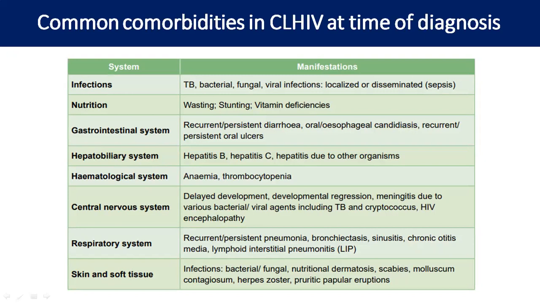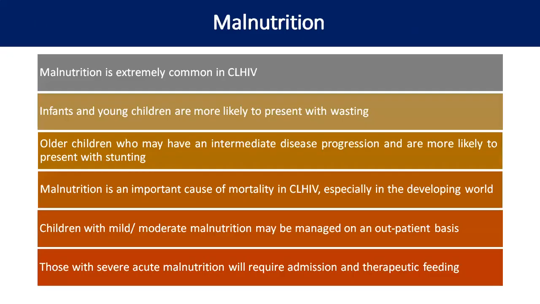Anemia and thrombocytopenia are common manifestations of HIV/AIDS or of the therapy itself. In CNS, one can have delayed development, developmental regression, meningitis due to various bacterial or viral agents, including tubercular or cryptococcus, or HIV encephalopathy itself. Coming to the respiratory system, one can have recurrent or persistent pneumonia, bronchiectasis, sinusitis, chronic otitis media, or lymphoid interstitial pneumonitis. In skin and soft tissue, one can get bacterial or fungal infection, nutritional dermatosis, scabies, molluscum contagiosum, or purpuric eruptions.